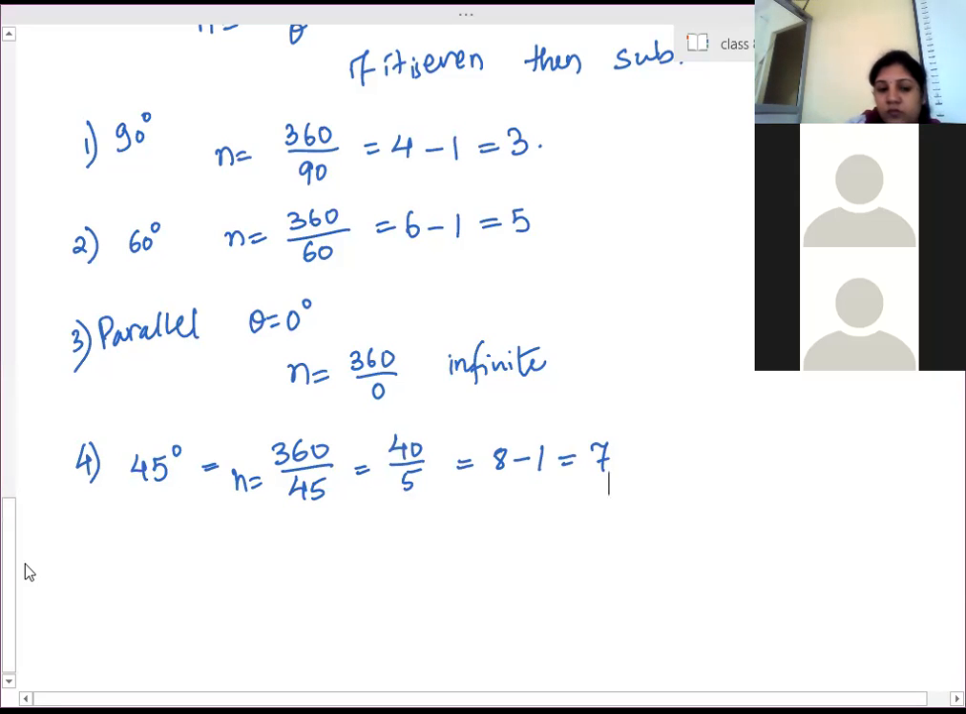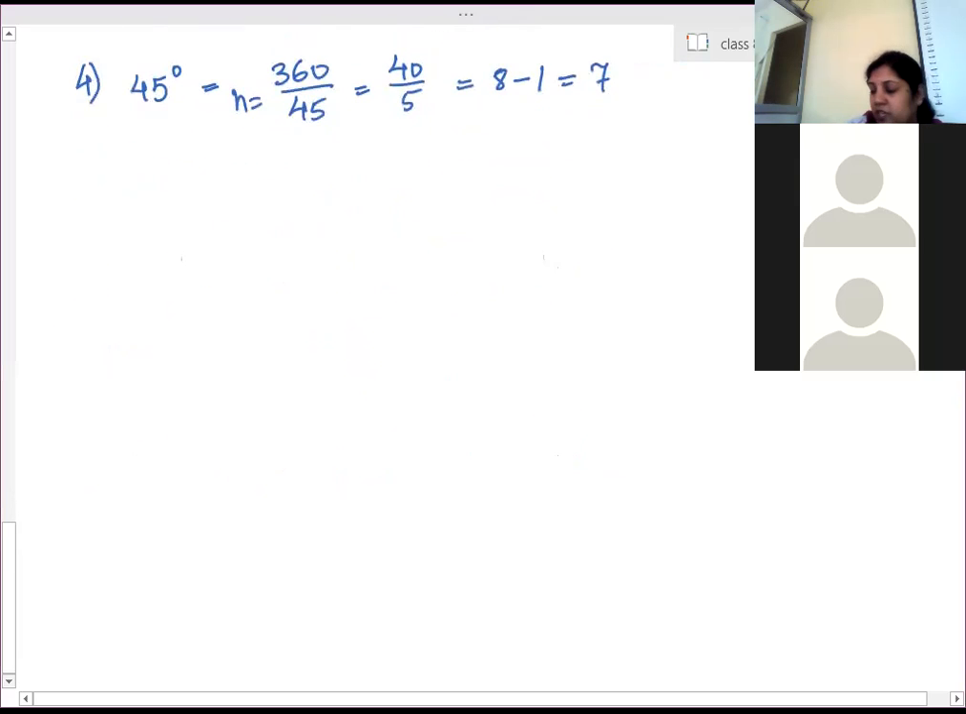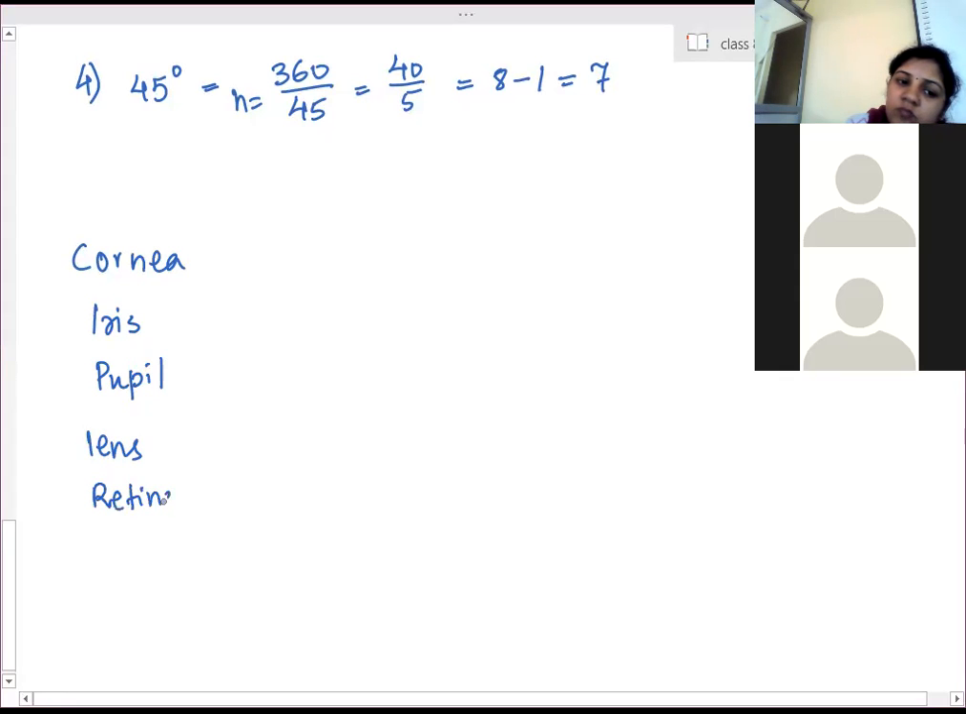Pupil, iris. Starting from the outer first. Outside is the outermost white bulge part called cornea. Cornea, iris, pupil, then lens, retina, eyelids, retina, blind spot and yellow spot, optic nerve.